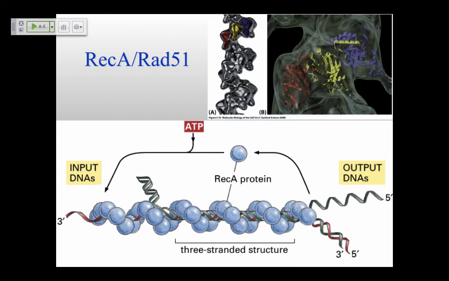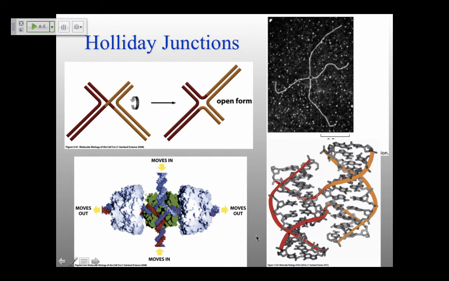It's all about the strand invasion. RecA is shown here. Rad51 is the yeast protein, binds to the single-stranded DNA with the 3' end and does this strand exchange where it pulls off one strand and puts on the other, and that's an ATP-dependent process. Once you've done that, what do you get? You get Holliday junctions, and this is a view of the Holliday junctions in the electron microscope, and they really do look like these cross structures.